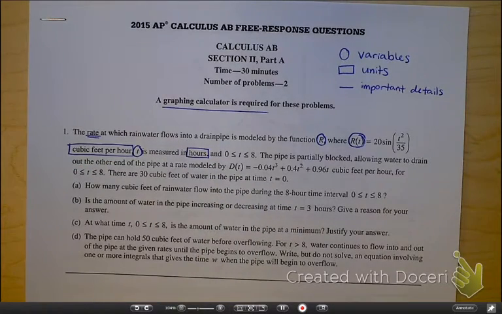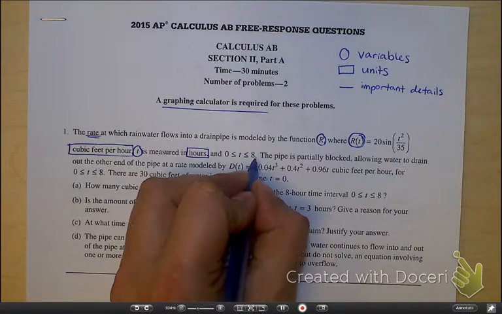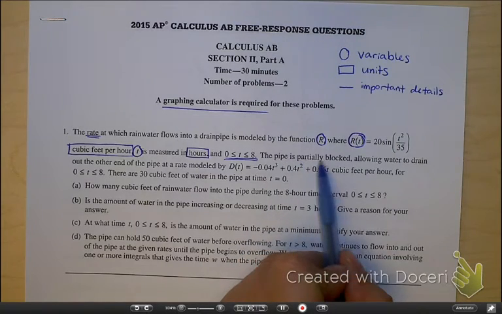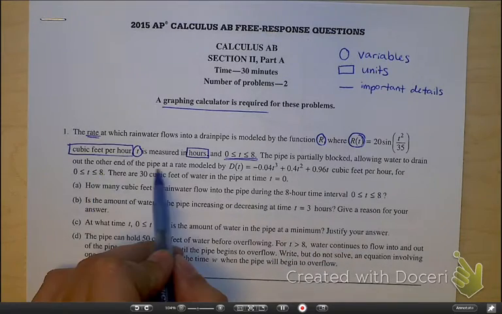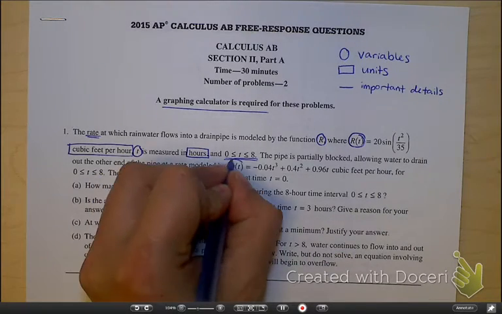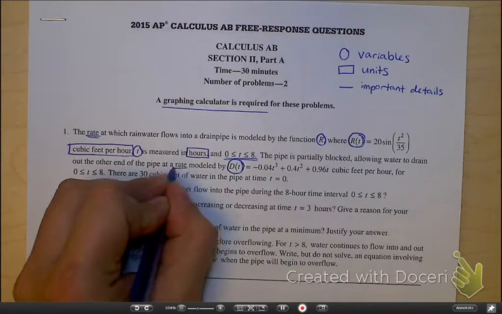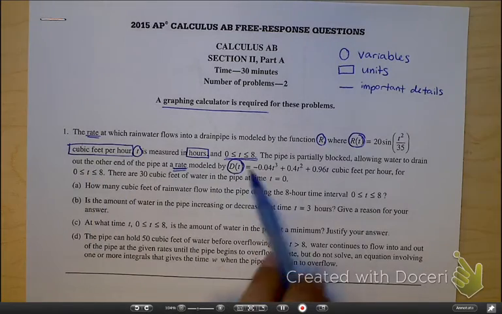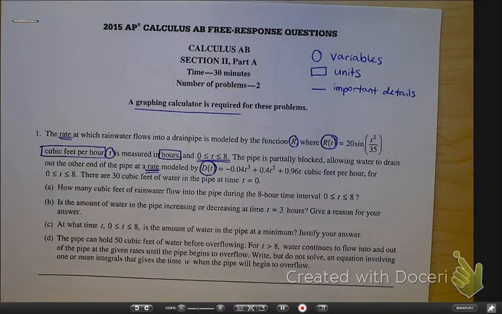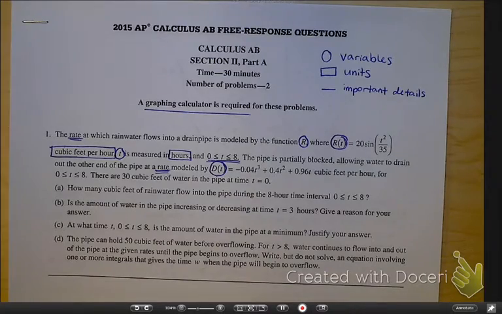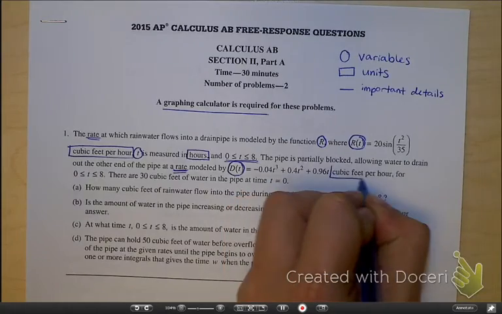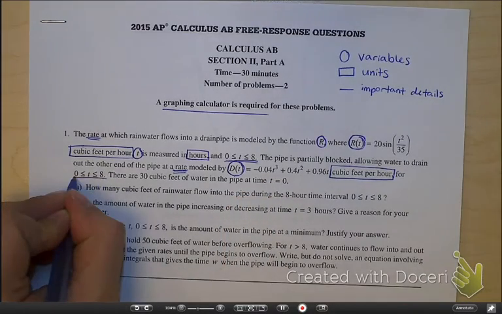So far, all they're doing is giving information to us about the problem. And here's some important information as well. We're only looking over a certain time interval from 0 to 8 hours. It says the pipe is partially blocked, allowing water to drain out of the other end of the pipe at a rate modeled by a new variable. And again, we see that word rate. So keep in mind that these are derivatives, okay? These are rates. And then negative 0.04 t cubed plus 0.04 t squared plus 0.96 t cubic feet per hour, that's a unit, for again, that same time interval from 0 to 8.